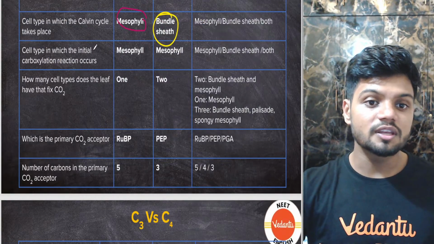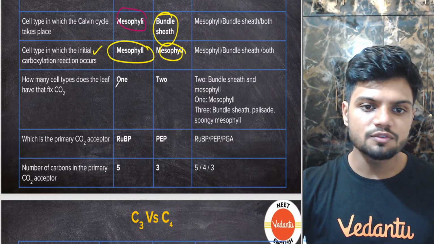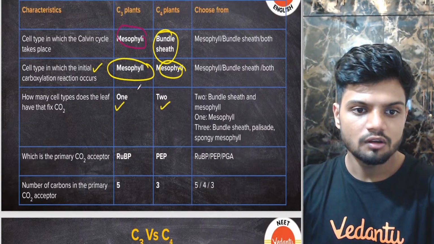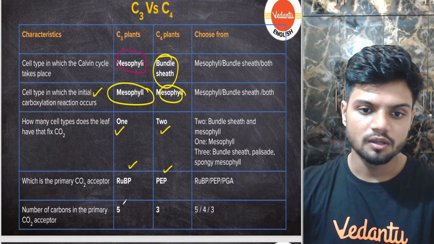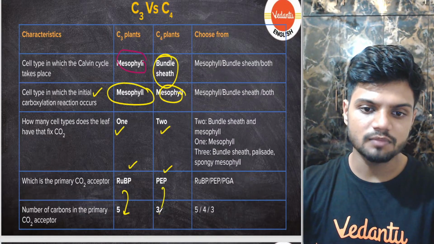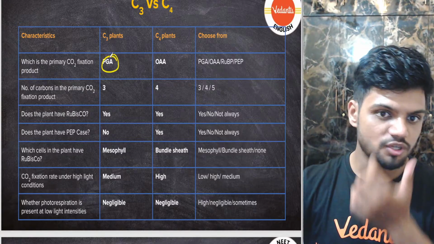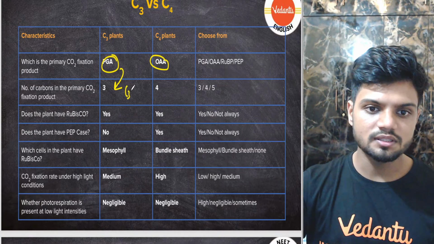Which type of cell does initial fixation happen in? Both mesophyll, initial fixation. How many types of cells? One type of cell in C3, two types of cells in your C4 plants. Which is the primary acceptor? RuBP here, and here it's PEP, phosphoenol pyruvate. RuBP is 5 carbon, PEP is 3 carbon. First stable product is going to be PGA, in C4 it is oxaloacetic acid. PGA is 3 carbon. That's what's called a C3 cycle.